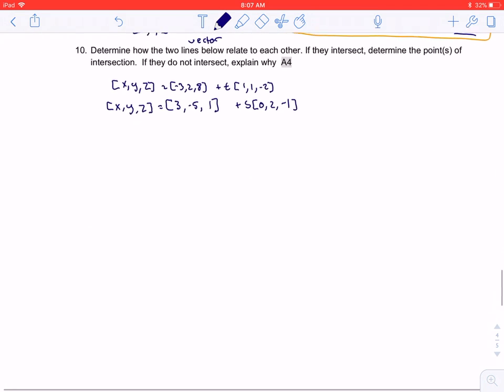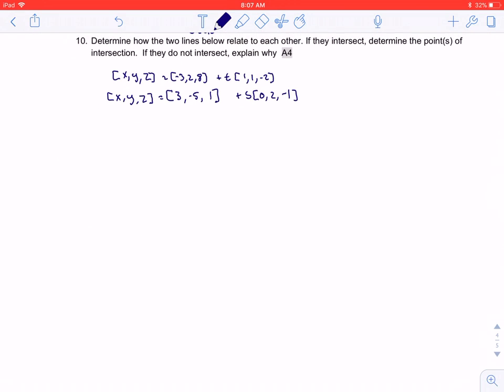Okay, and then finally number 10 says, determine how the two lines below relate to each other. If they intersect, determine the points of intersection. If they do not intersect, explain why. Okay, so when we look at the direction vectors, we can say 1, 1, negative 2, and 0, 2, negative 1 are not parallel. Okay, so that's one of the first things that I need to say.